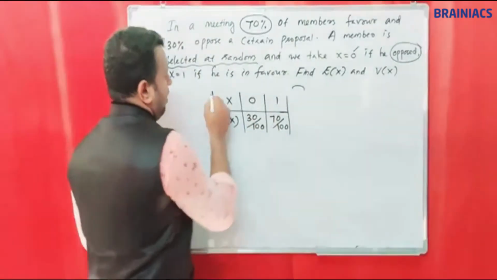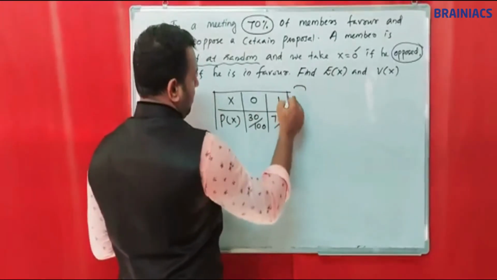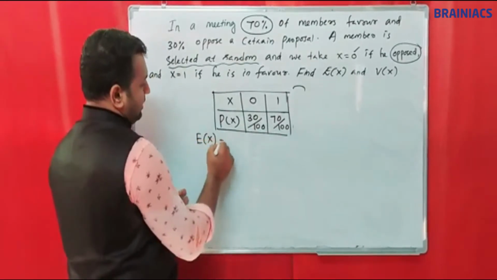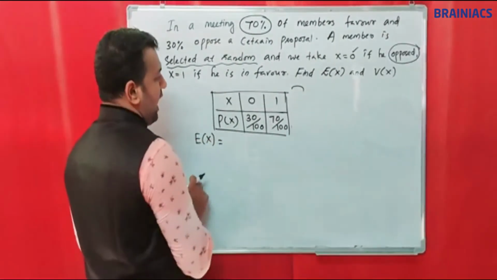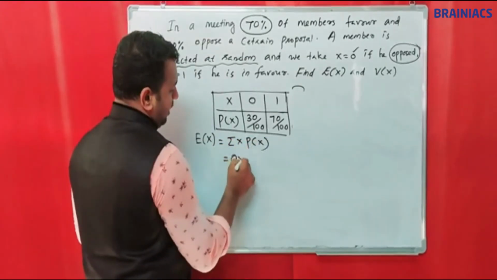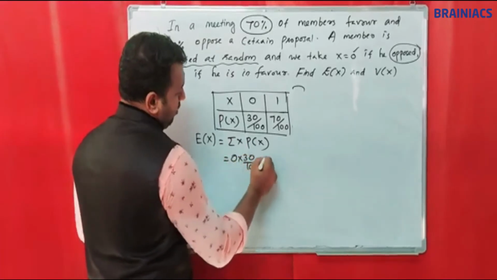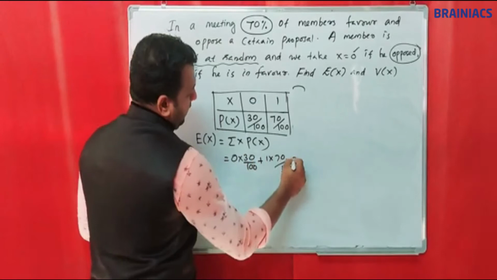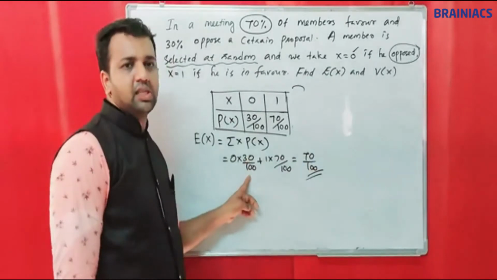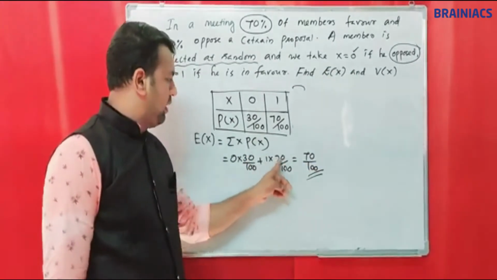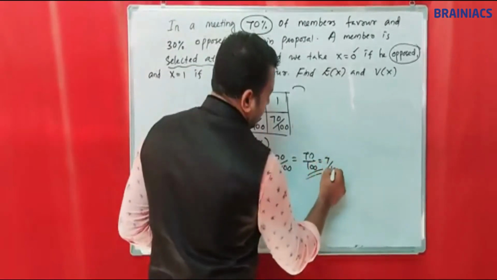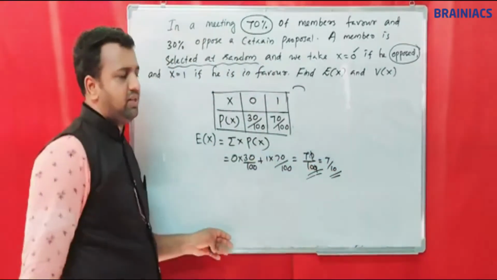Okay, so we have to find out expectation of x and variance of x. To find expectation of x, the expectation of x is equal to sigma x into p of x. So 0 into 30 by 100 plus 1 into 70 by 100, we get the answer 70 by 100, right? Because 0 into 30 by 100 results in 0. 0 plus 70 by 100, the answer is 70 by 100. Again, it can be written as 7 by 10. The 0 will be cancelled, 7 by 10.